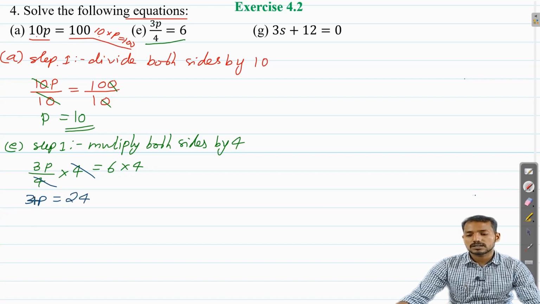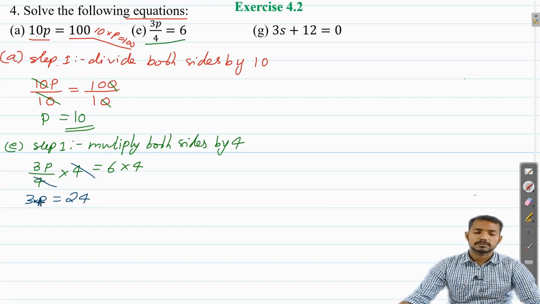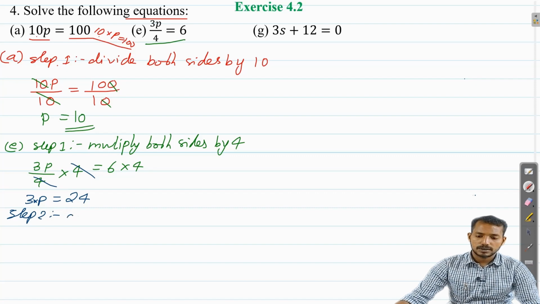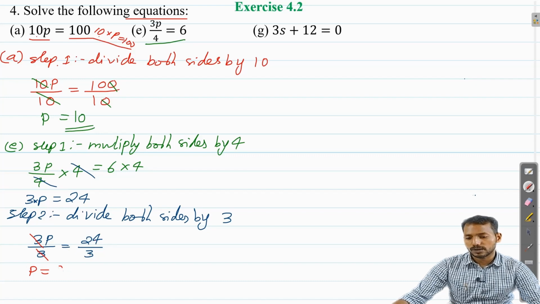Now still this 3 into p is there. So this 3 should be eliminated or separated from this variable p. For that we need to divide it by 3, because this 3 is multiplied to p. In step 2, divide both sides by 3. We get 3p divided by 3, which is equal to 24 divided by 3. 3 is cancelled. p is equal to 24 divided by 3, which is equal to 8.